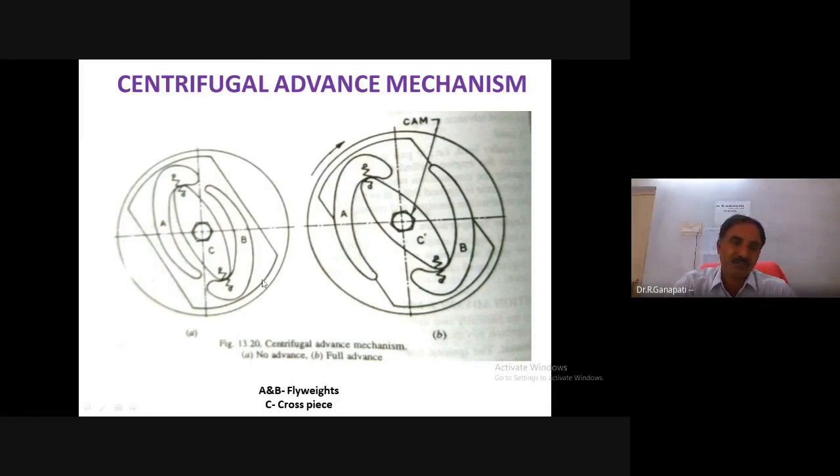there are two figures. One is in the no advance position and one is at the full advance. See here. So this is the distributor base plate. The outer one is the base plate, and this shows the rotation and the movement of the centrifugal advancing of the distributor. The A and B are the flyweights, and the C is the cross piece, and these are the pegs, and this is the cam.